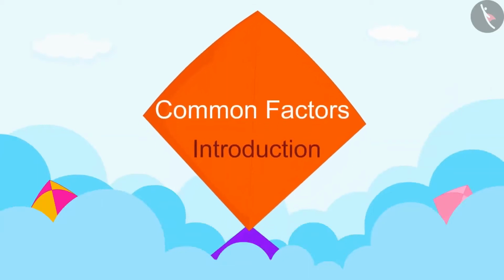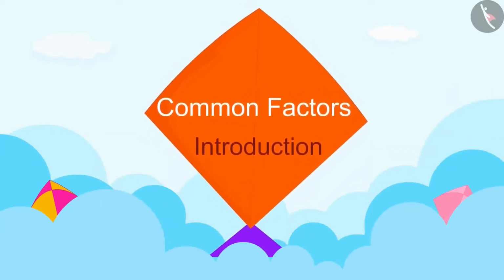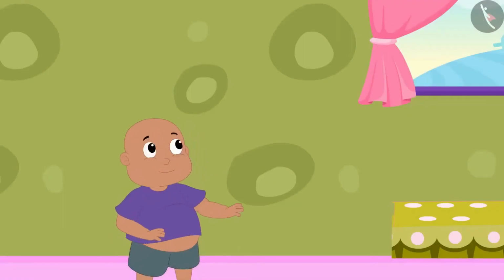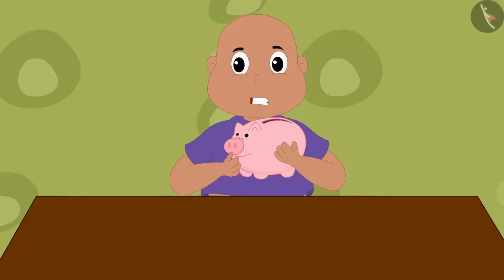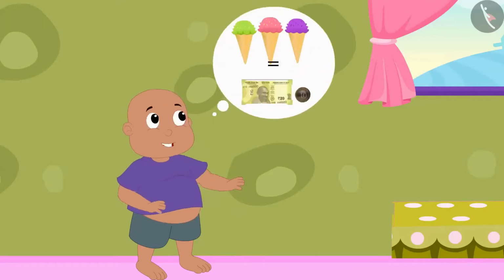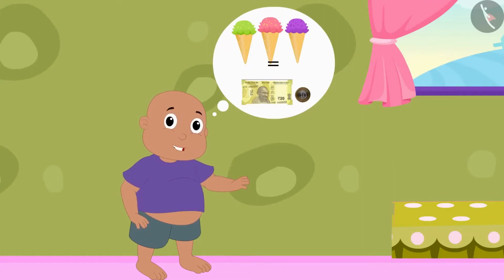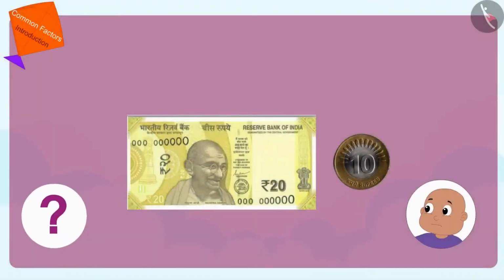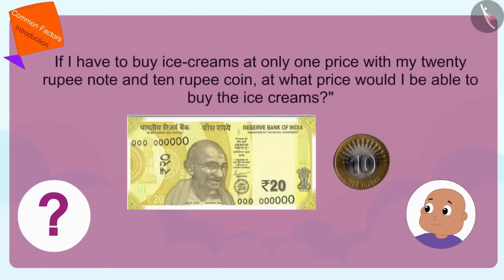In this video, we shall see what are common factors. Bablu loves ice cream. He broke his piggy bank today and got a 20 rupee note and a 10 rupee coin. Bablu decided that he would buy ice cream from his money in such a way that no money was left. Bablu is thinking, if I had to buy ice creams at only one price with my 20 rupee note and 10 rupee coin, at what price would I be able to buy the ice cream?